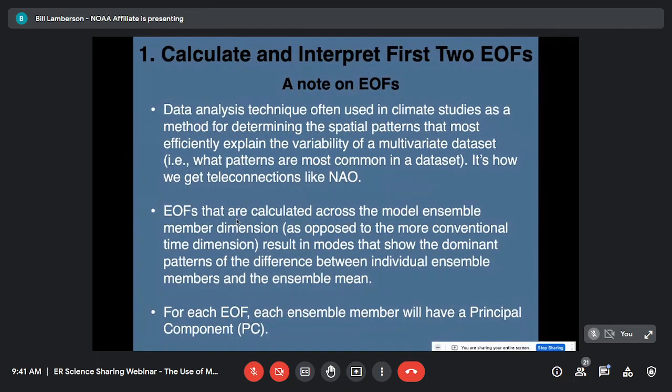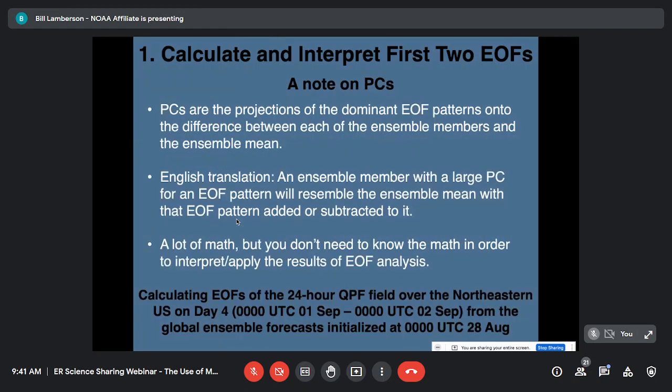However, EOFs that are calculated across the model ensemble member dimension, as opposed to that more conventional time dimension, result in modes that show the dominant patterns of differences between the individual ensemble members and the ensemble mean. For each EOF, each ensemble member will have a principal component, also abbreviated as PC. The PCs are the projections of the dominant EOF patterns onto the difference between each of the ensemble members and the ensemble mean.